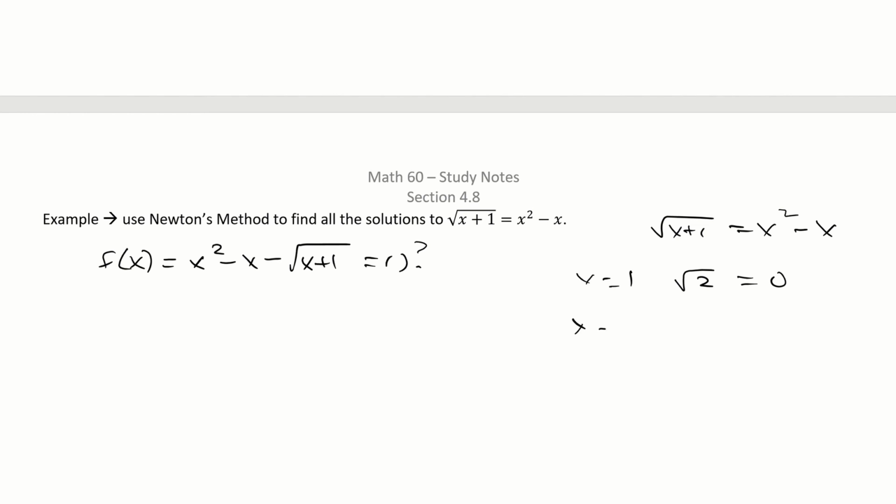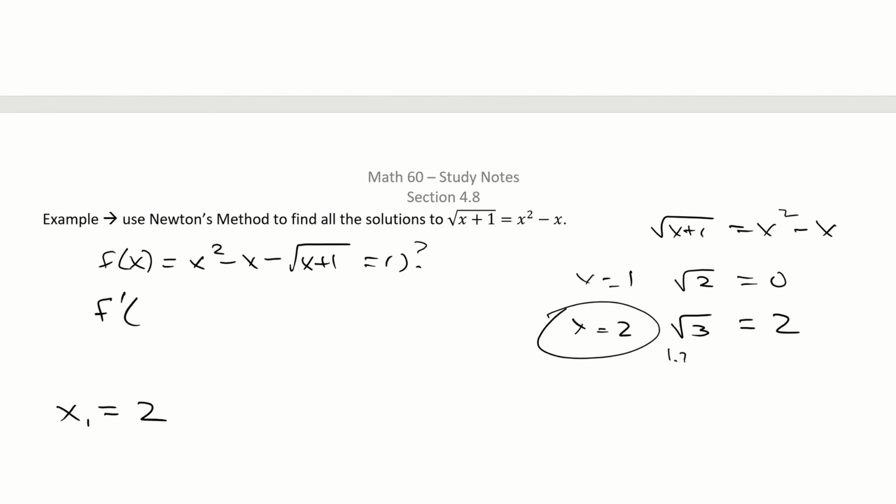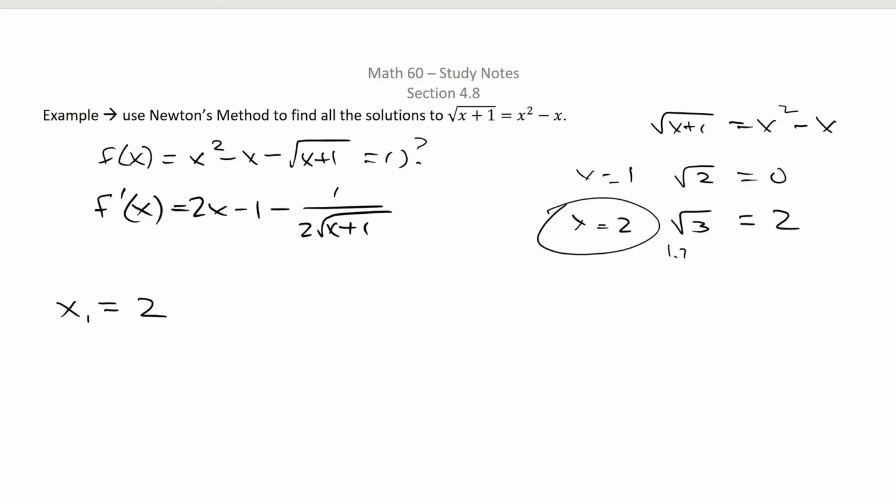What if x is equal to 2? Well, that would be radical 3 is equal to 4 minus 2 is 2. And you know what? This guy's 1.7, this guy's 2. It's kind of close. So that's going to be my seed. I'm just going to go x1 is equal to 2. I'll start there. But remember, we need f prime as well. So we're going for f prime: 2x minus 1 over 2 radical x plus 1. And I'm ready to go. I'm going to hit 2 and hit enter, and it gives you 2.